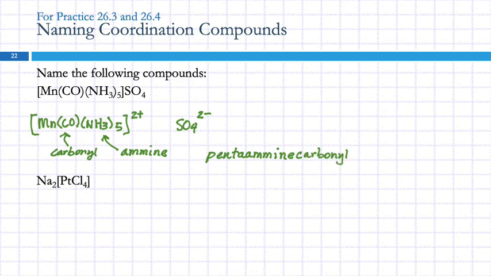And then the metal is manganese. And we need a Roman numeral here. Do these ligands have charges? This is carbon monoxide, neutral molecule. This is ammonia, neutral molecule. So this +2 charge must all come from the manganese. So this is manganese(II). And then the name of the anion, sulfate.